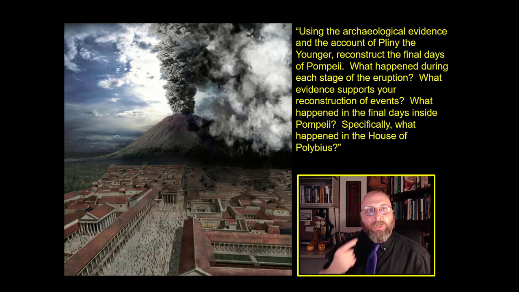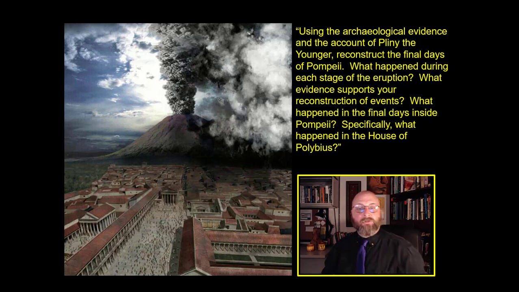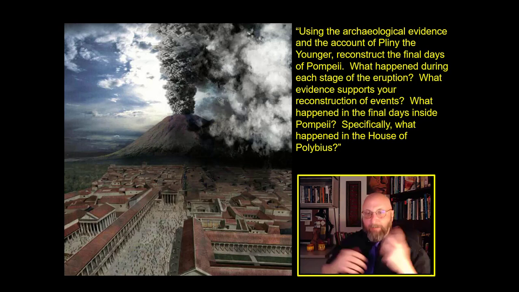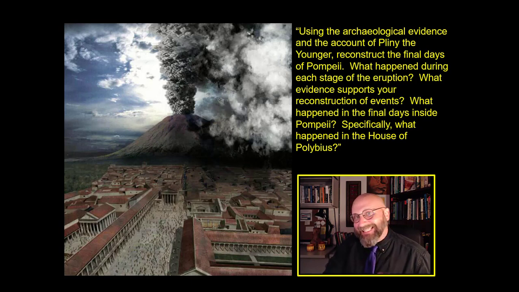What happened during each stage of the eruption? What evidence supports your reconstruction of events? What happened in the final days inside Pompeii? And specifically, what happened in the house of Polybius?